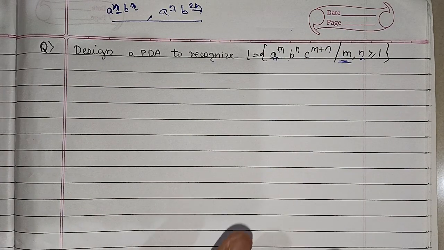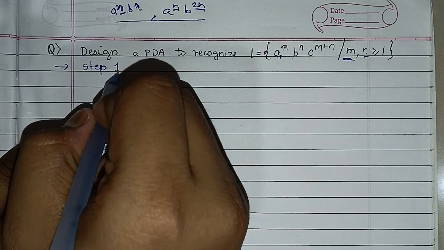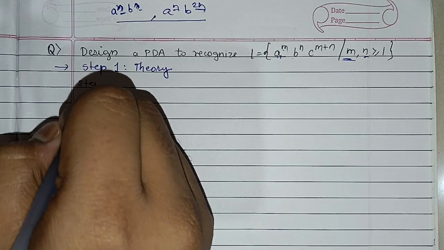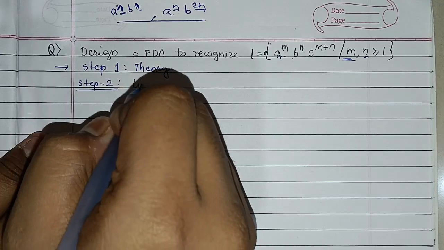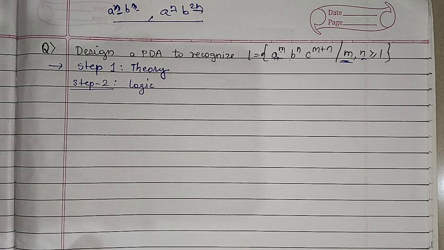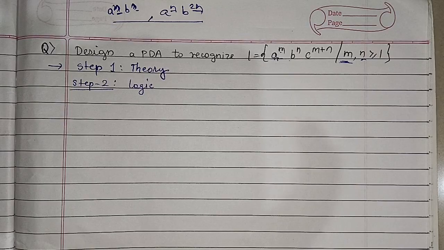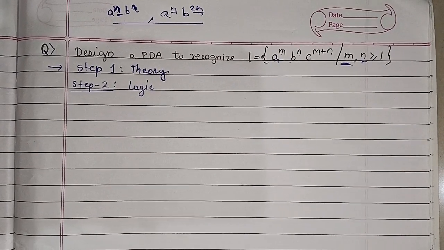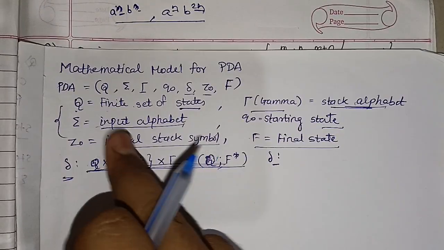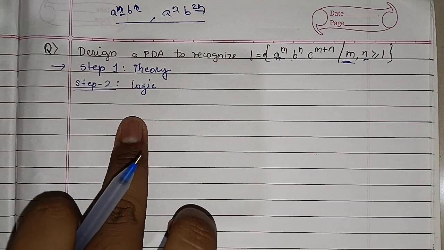So the first step is our theory. Step 2 is our logic. In theory, I told you in the previous videos we have to write the definition of PDA. It's a mathematical model for the PDA. I showed you in the previous video. You have to write this. So what logic can we implement?